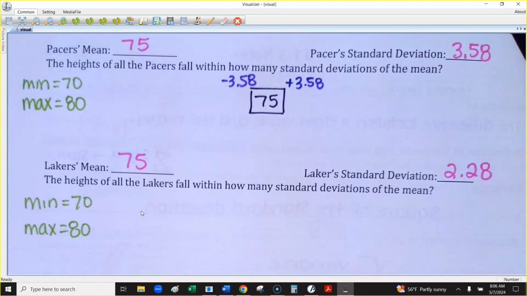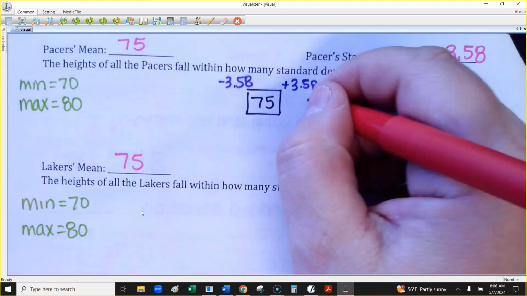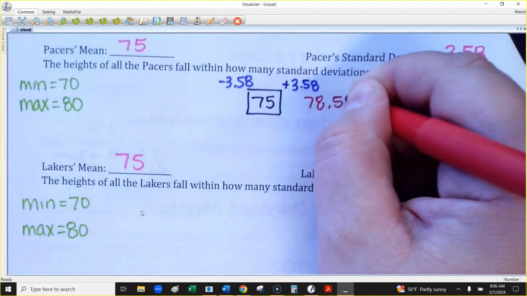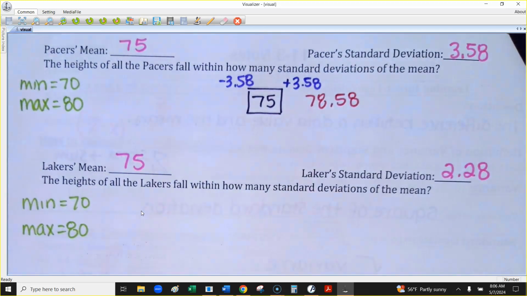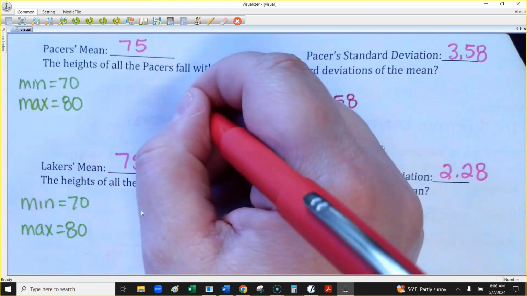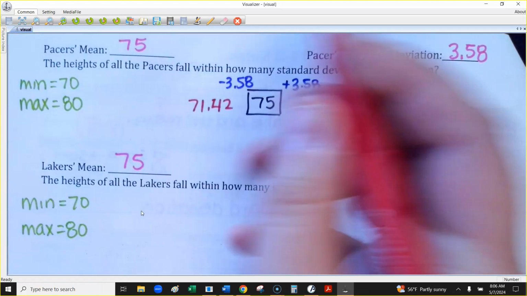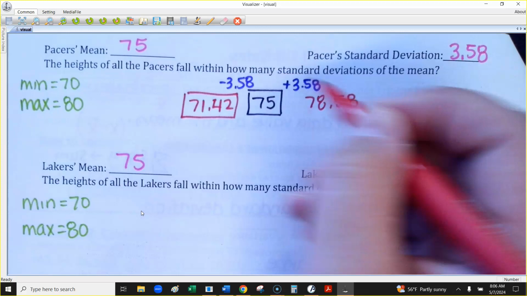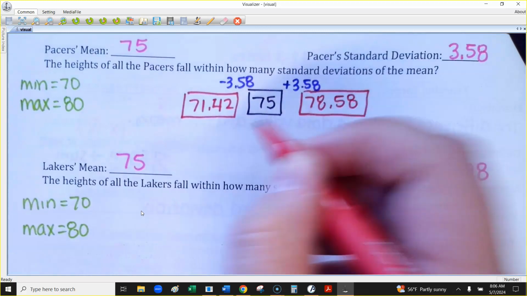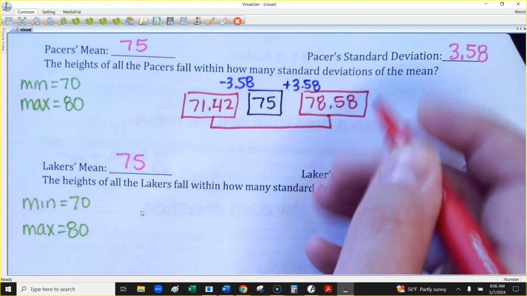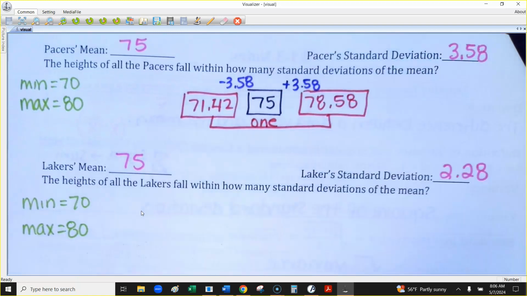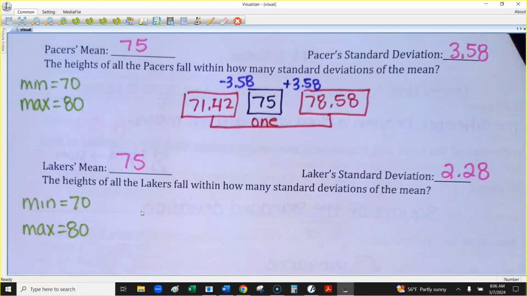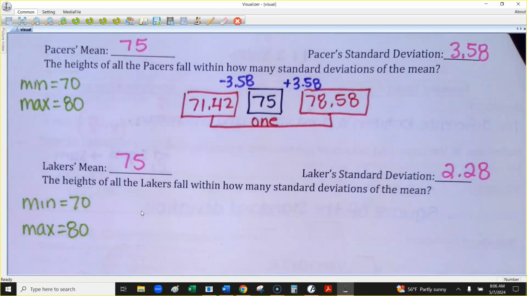So we'll get, let me grab a different color here, 78.58. And then on the other side, I'm going to take 75 minus 3.58. And this is going to give you 71.42. Between those two values, you are within one standard deviation of the mean. You have to add it on the upper end and subtract it on the lower end.